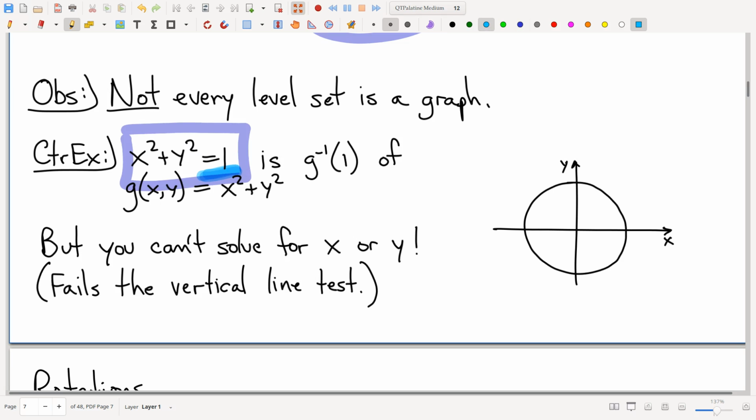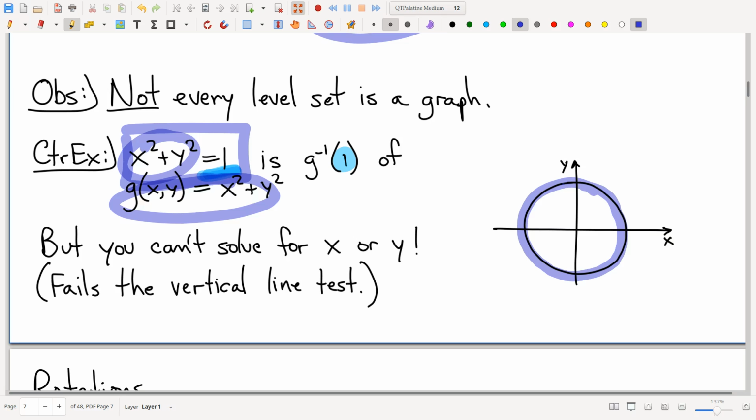You can see right there, right? It's the one level set of this function. And it's easy to understand what that level set looks like. It's that circle. And is this a graph? Nope. Fails a vertical line test. Crash and burn. We lose. It's not a graph of anything.